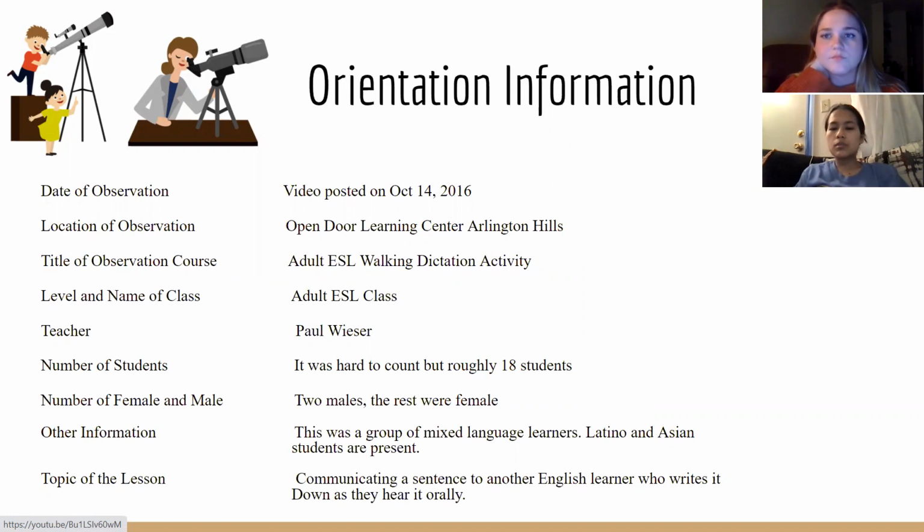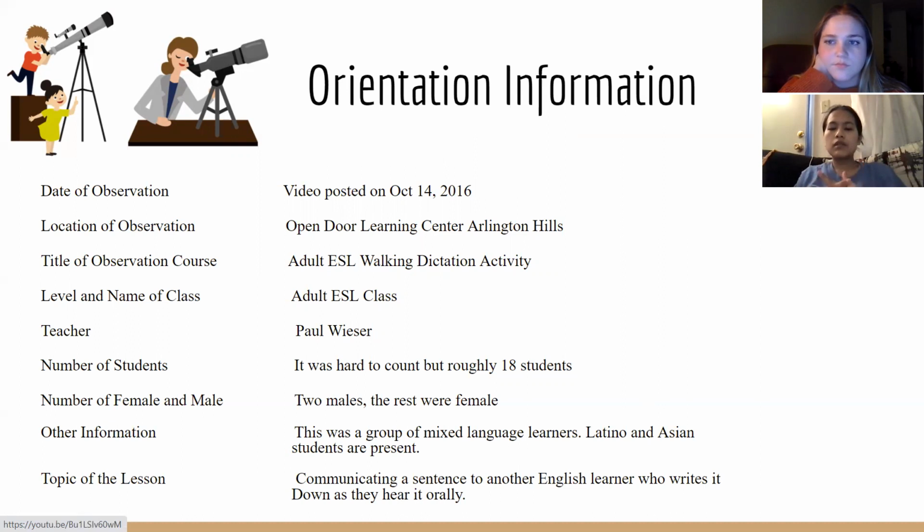their instructor was Paul Weiser, and the number of students was roughly 18, because it's hard to see all of the students, but as you watch the video you'll be able to see. We saw two males and the rest were females. So this was a group of mixed language learners, Latino and Asian students, present in the classroom.